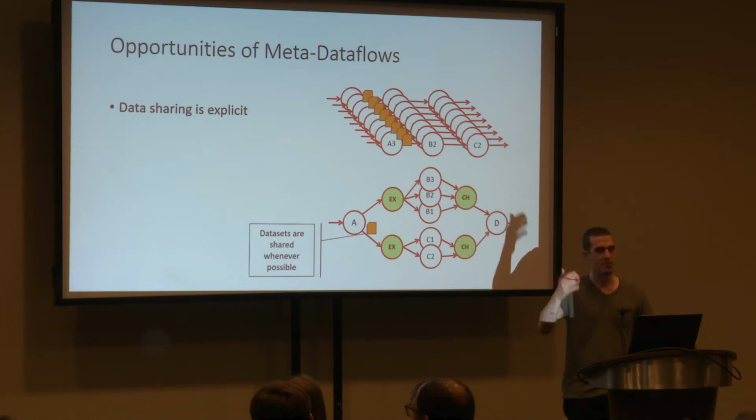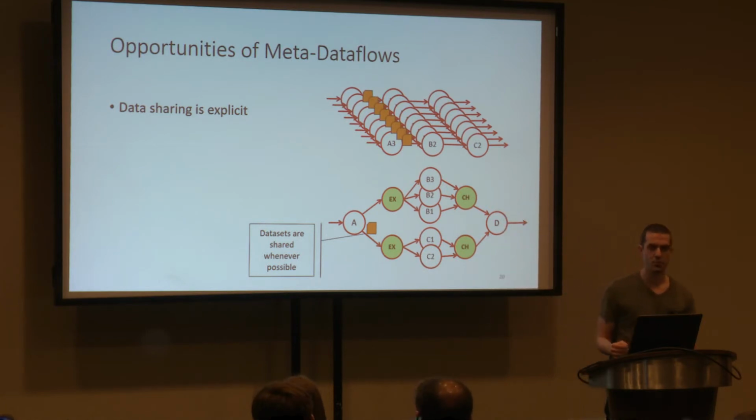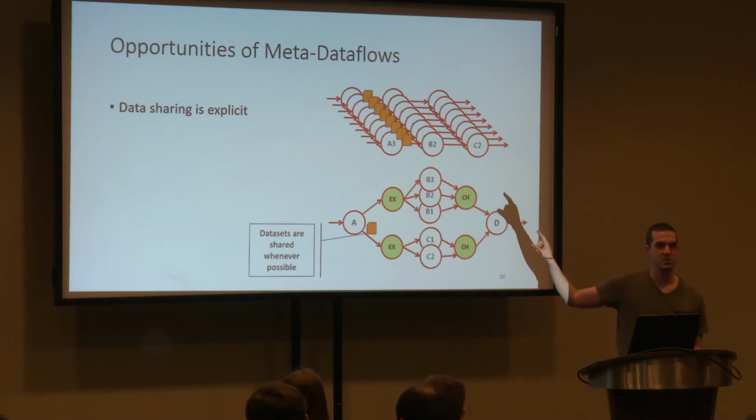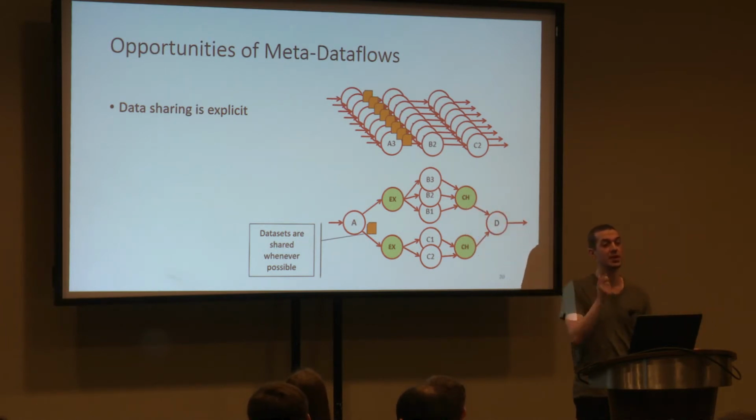Now, this has a link for some of you who have worked on multi-query optimization with result sharing: how do you share intermediate results to avoid computation? The cool thing here is that even though the idea is the same, the mechanism we use to implement data sharing in Meta-Dataflows consists of essentially exploiting the relationship between the Explore and Choose. We know exactly which data can be shared.